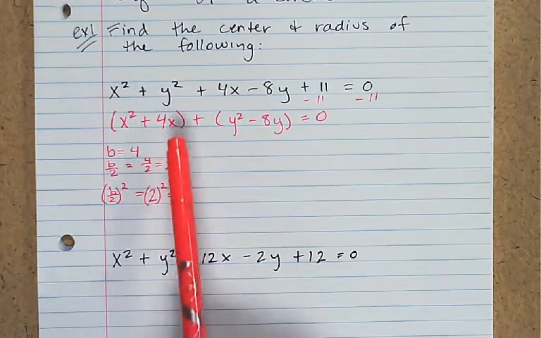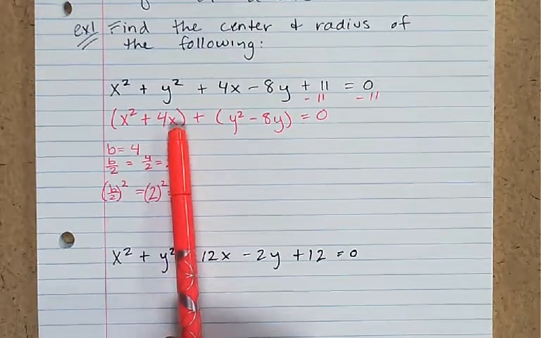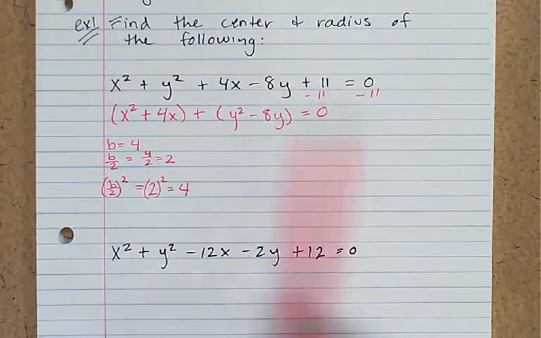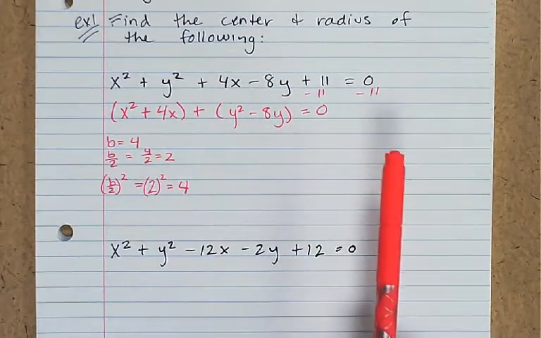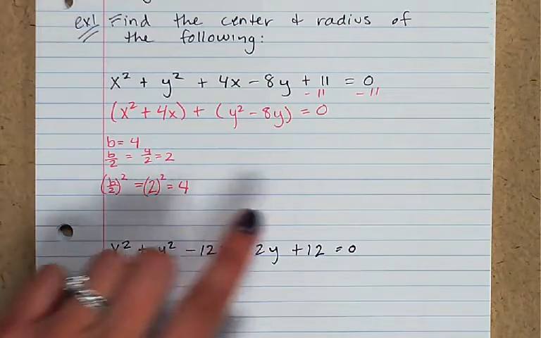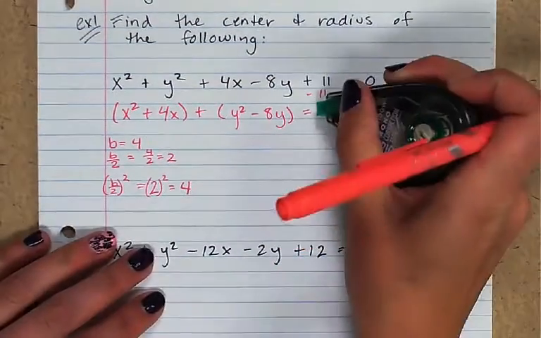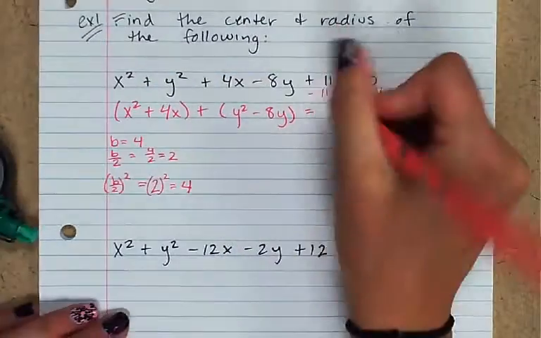But you can't just add 4 into an equation. It will make it unbalanced. So whatever you do to one side, you have to do to the other. And I just messed that up because I wrote equals 0 instead of equals negative 11. So let me fix that.